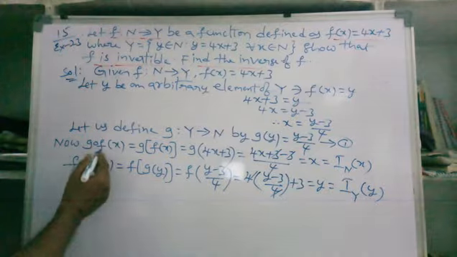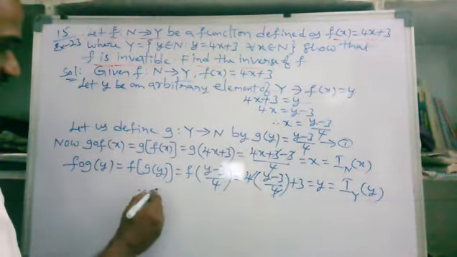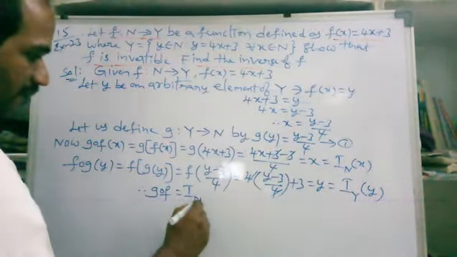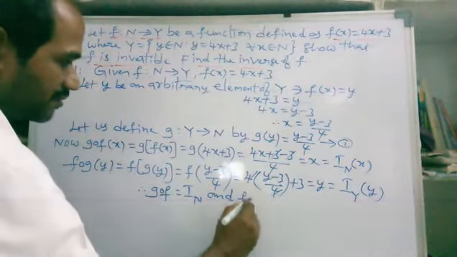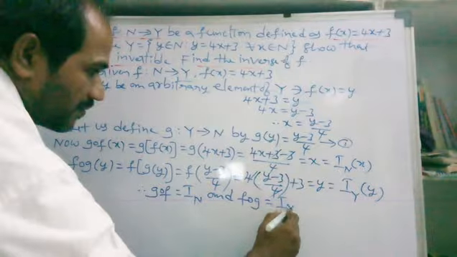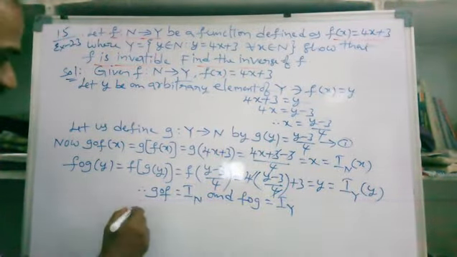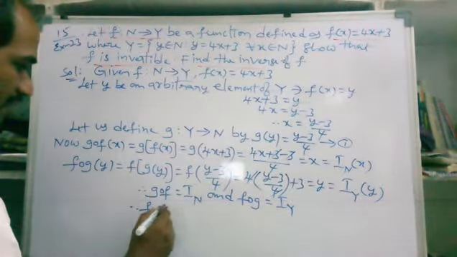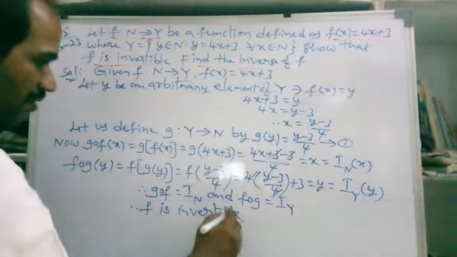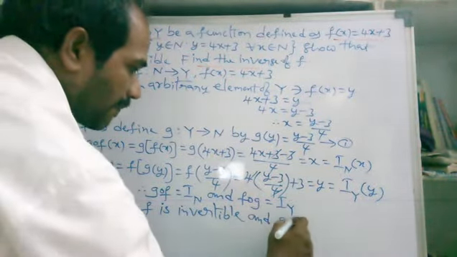So g circle f of x is equal to I_N of x. Removing x on both sides, therefore g circle f is equal to I_N, and f circle g is equal to I_Y. So these two composite functions are identity functions. So f is invertible, and g is the inverse of f.